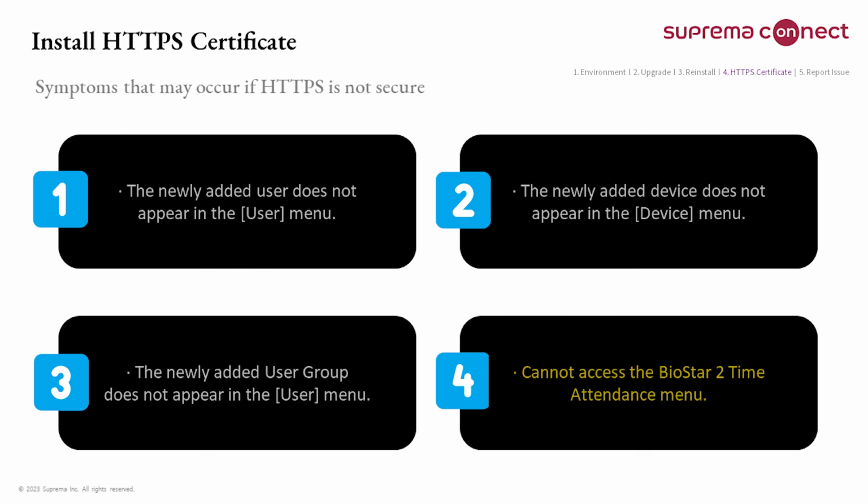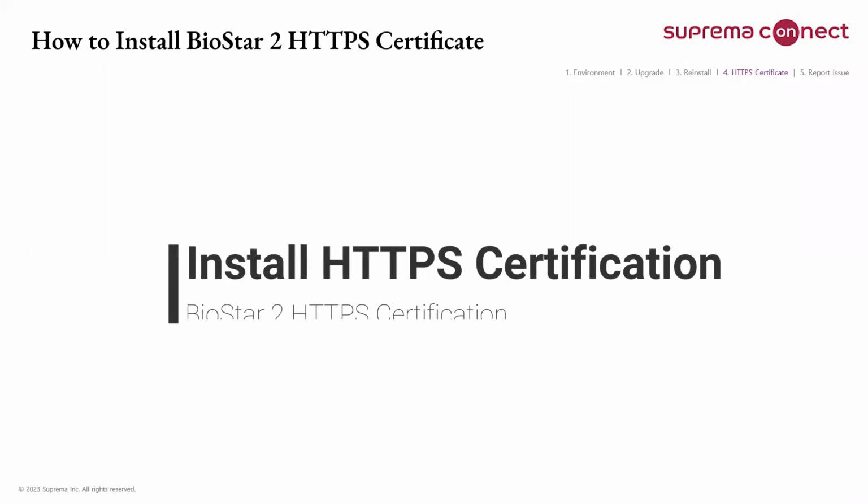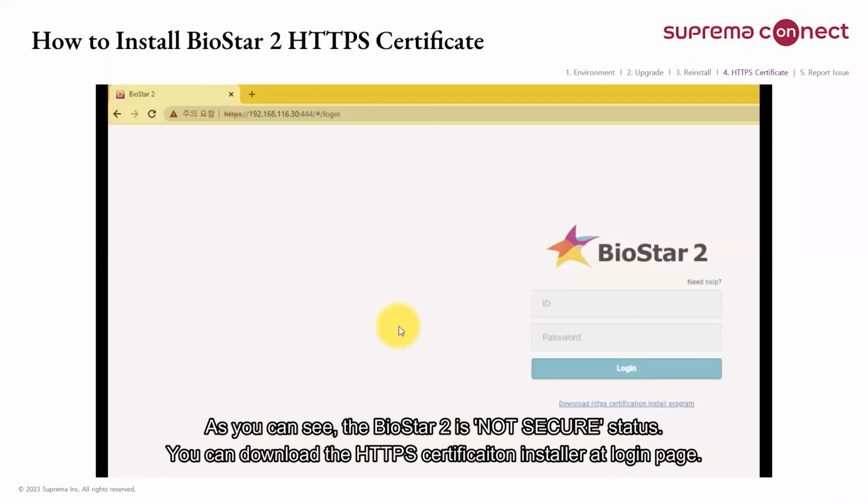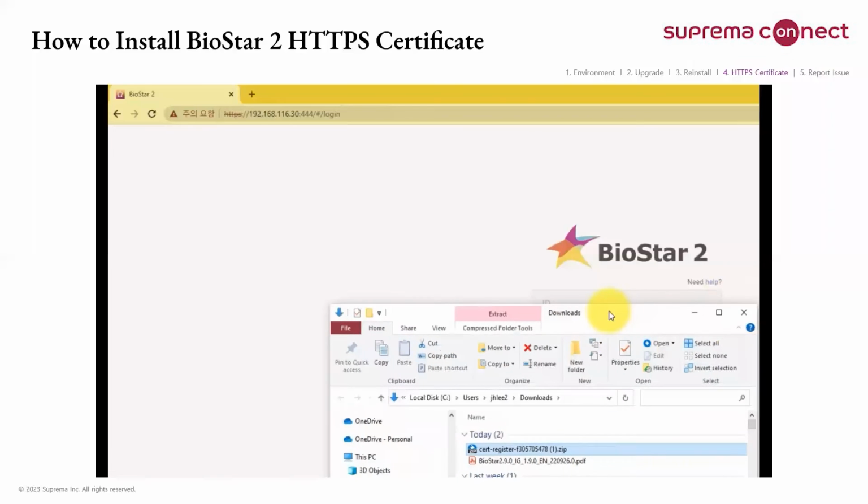So, how can we install an HTTPS certificate? If you use BioStar 2 based on IP, you can install a self-signed certificate by Suprema. Let's check the certificate installation process further with video.